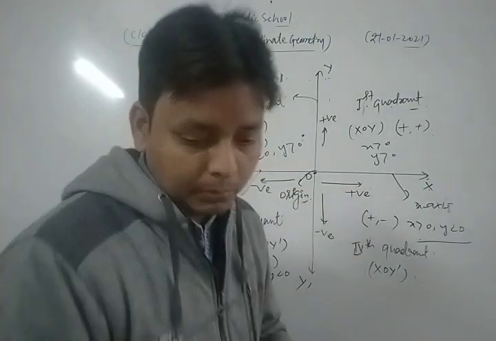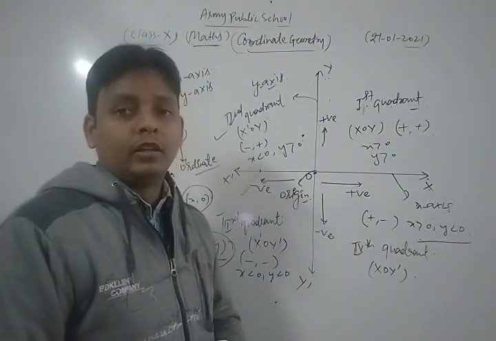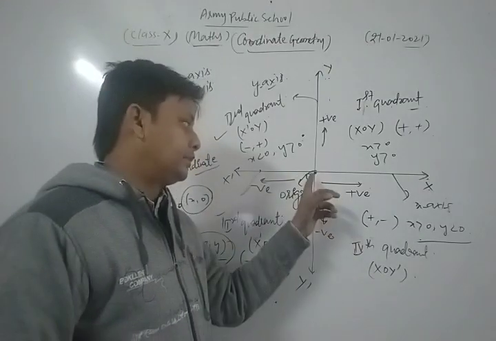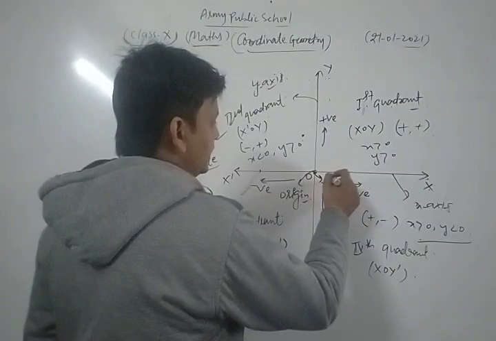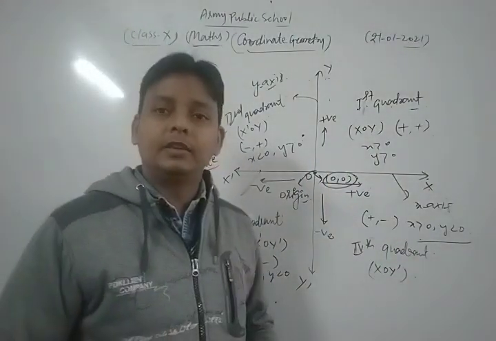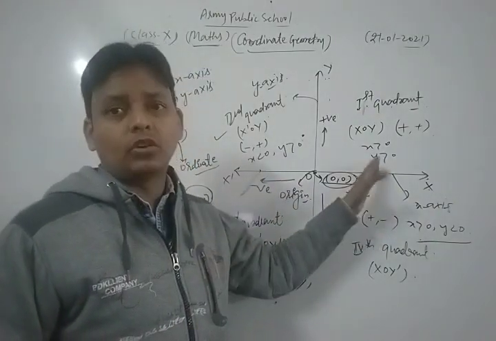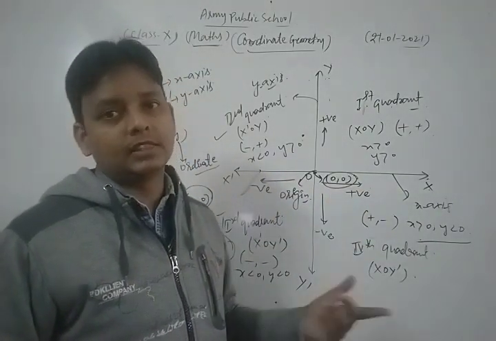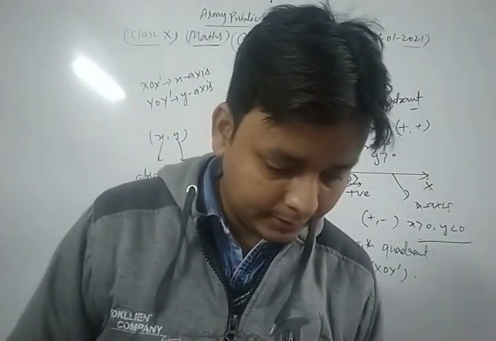One of the most important things is that at the origin both the abscissa and ordinate are 0. So the coordinate of the origin is always taken as (0, 0). And on the x-axis the ordinate is 0, and on the y-axis the abscissa is 0. So this is some important concept related to that.